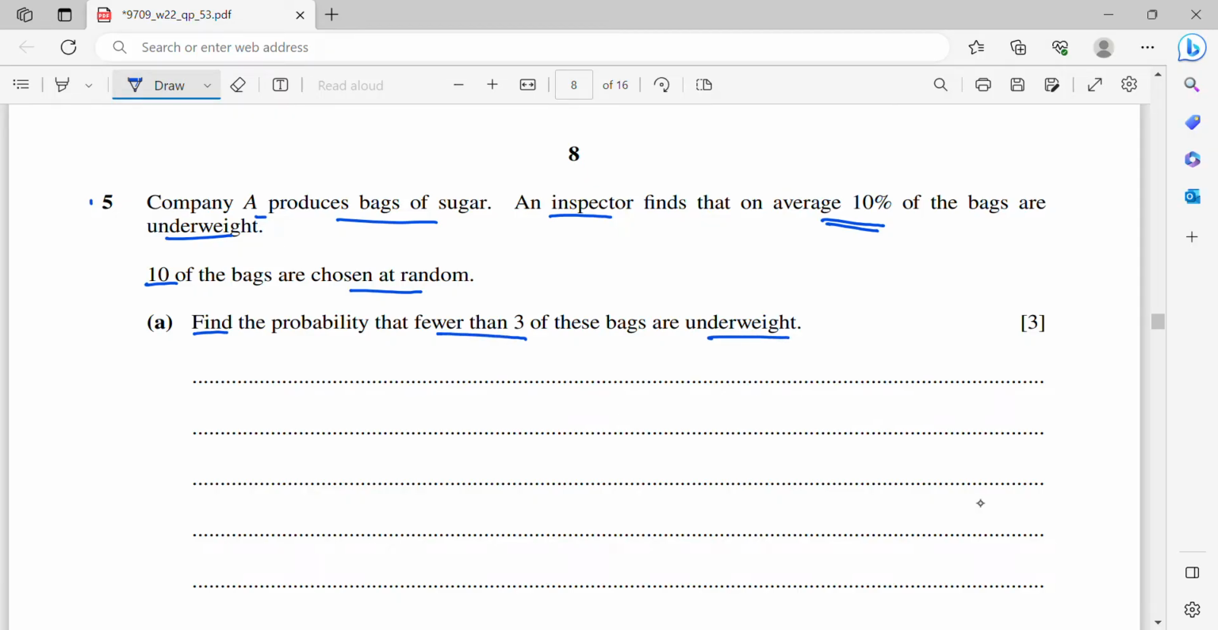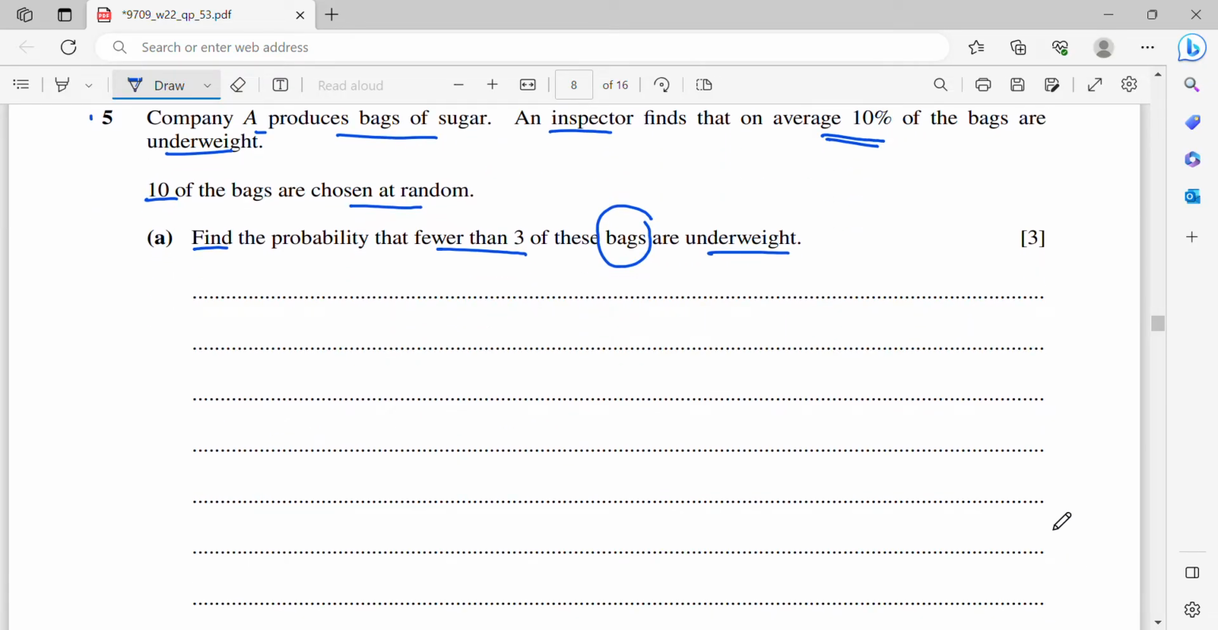So from here, the bags will be discrete. Therefore, this is binomial. So your X is binomial, n is 10, p is 0.1, which is 10% underweight. So now less than 3. So P(X less than 3) will be P(X equals 0 until 2). So you consider all these probabilities.